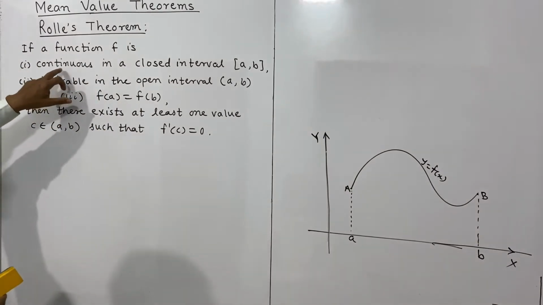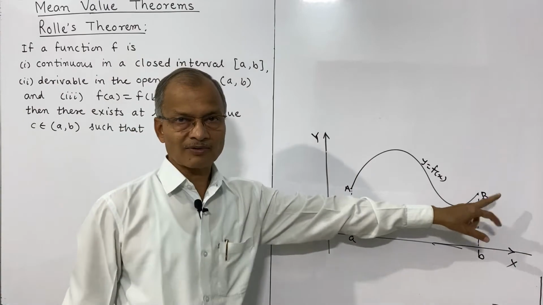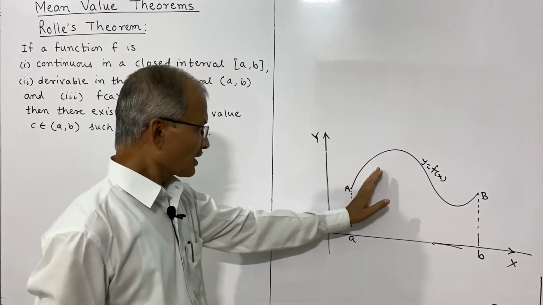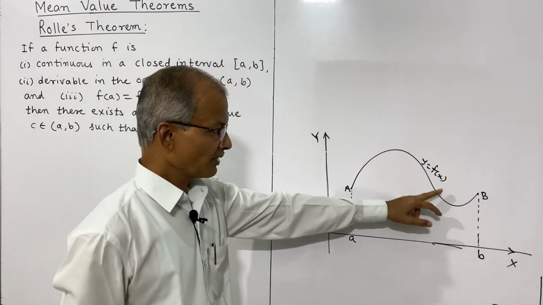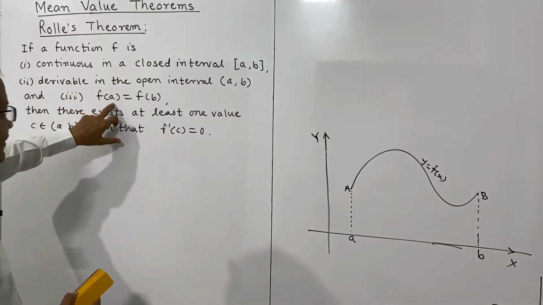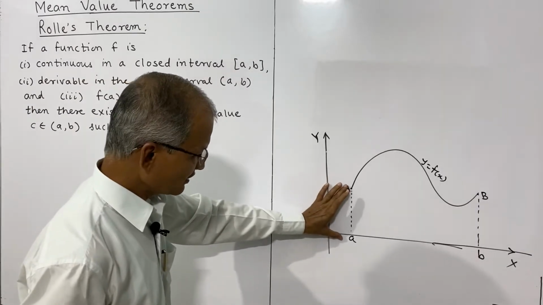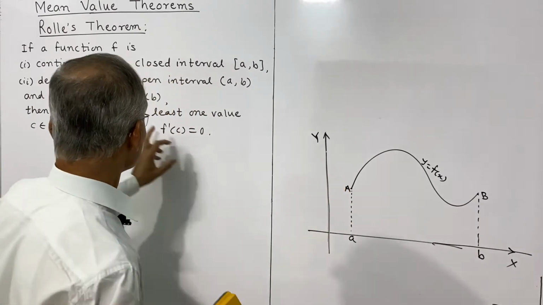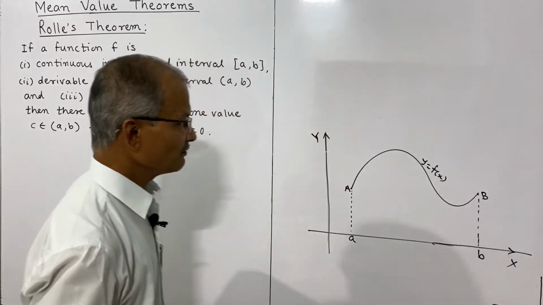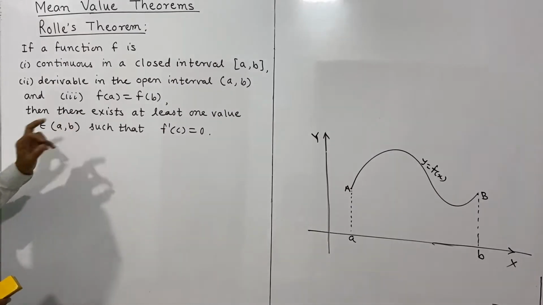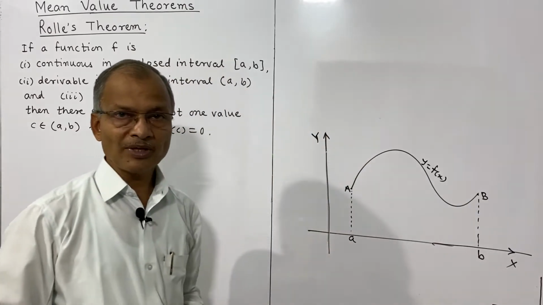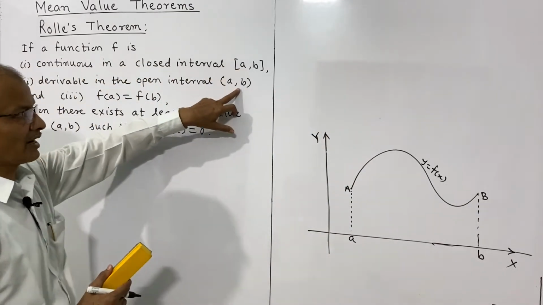So the function is continuous, that means its graph is without break, and derivable means it is smooth, or the meaning is we can draw a tangent at every point to the curve. That is the meaning of the second condition. And third is the value of the function at a, which is this height, must be equal to the value of the function at b. So if these three conditions are satisfied, then there exists at least one value c in the open interval. We know the difference between the closed interval and open interval.